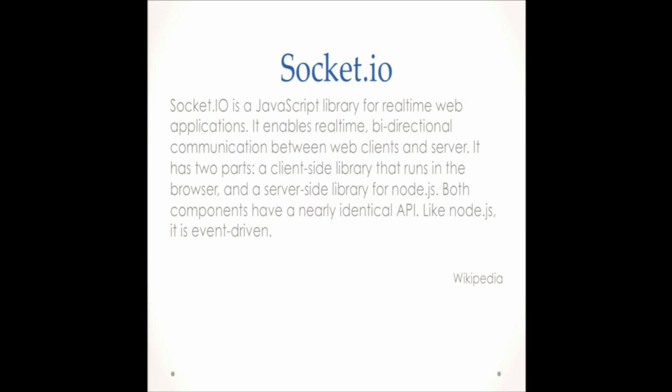There is another cool library with the name Socket.io. Socket.io is a JavaScript library for real-time applications. It has two components: the server library that runs on Node.js, and the client library. Both have a similar API, so it's really easy. When you see the example in the next slides, you will see that it's very straightforward.